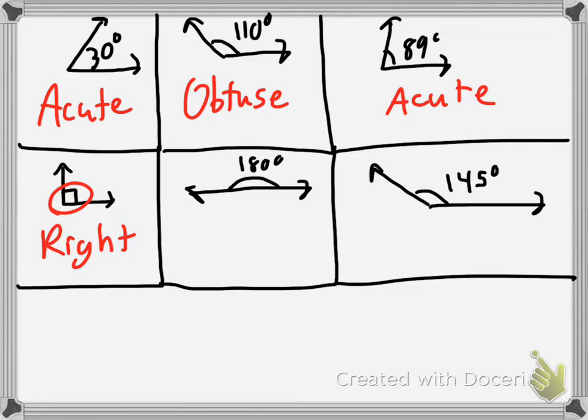Here we have an angle that is 180 degrees. So, 180 degrees means it is a straight angle, also called a line. And the last one, 145, between 90 and 180, so this one is obtuse. Okay, so that is it for Unit 1, Lesson 4.